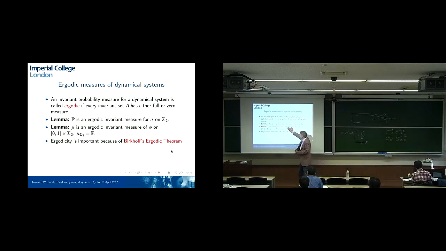And so an example here, P is an ergodic invariant measure for sigma. P was an invariant measure for sigma with its full measure, or sigma 2. There's no invariant subset, every invariant subset also for sigma had full or zero measure.